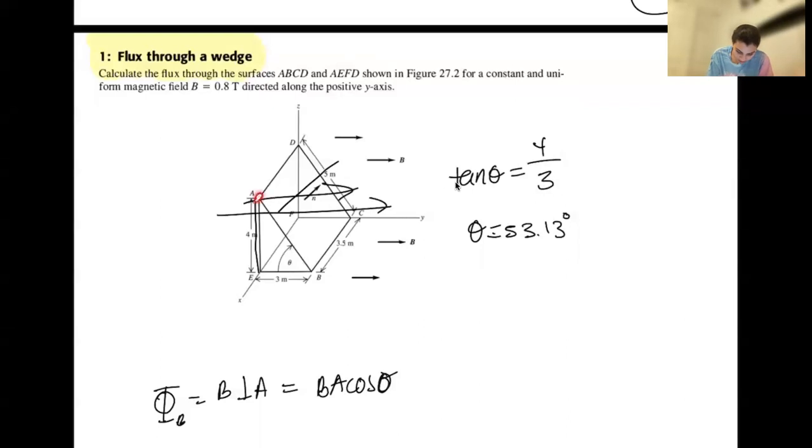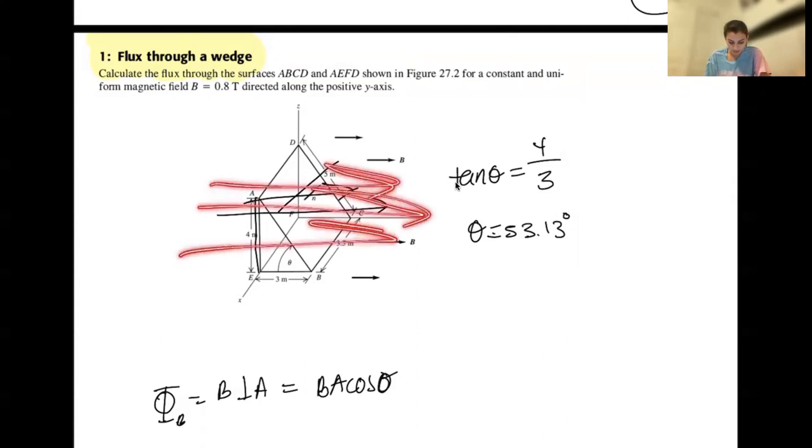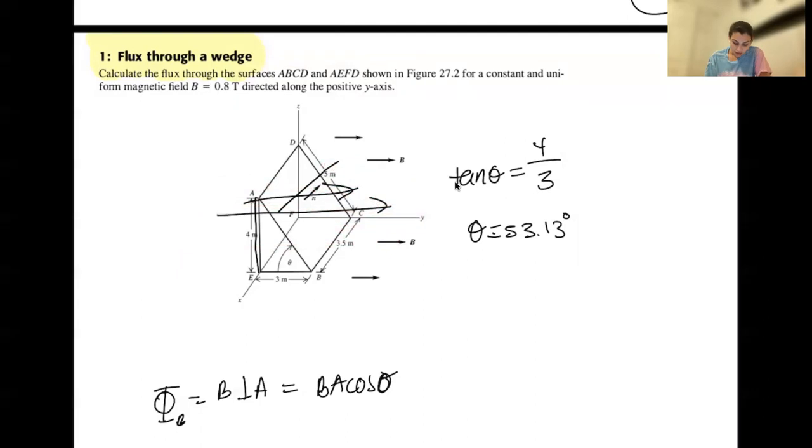Well, first let's establish which way that magnetic field is going. The magnetic field is going this way. Now, the magnetic flux is equal to the magnetic field times the area of the surface that it's going through.